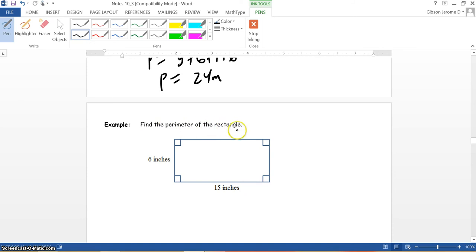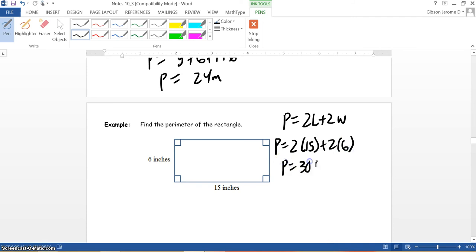It says find the perimeter of the rectangle. So remember, we can either use the formula, which is P equals 2L plus 2W, or we can fill in the sides and add up all of the sides. But let's get in the habit of using a formula. So it'd be 2 times 15 plus 2 times 6. So the perimeter is 30 plus 12. Perimeter is 42 inches. We must include the units of measure.